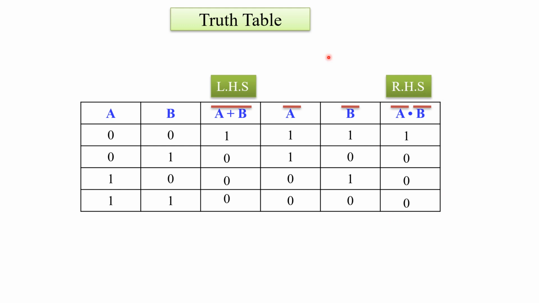So we can see that the left hand side, A or B bar, and the right hand side, A bar and B bar, are equal. See, they are coming out equal. Thus we have verified the theorem, that the left hand side is equal to the right hand side.